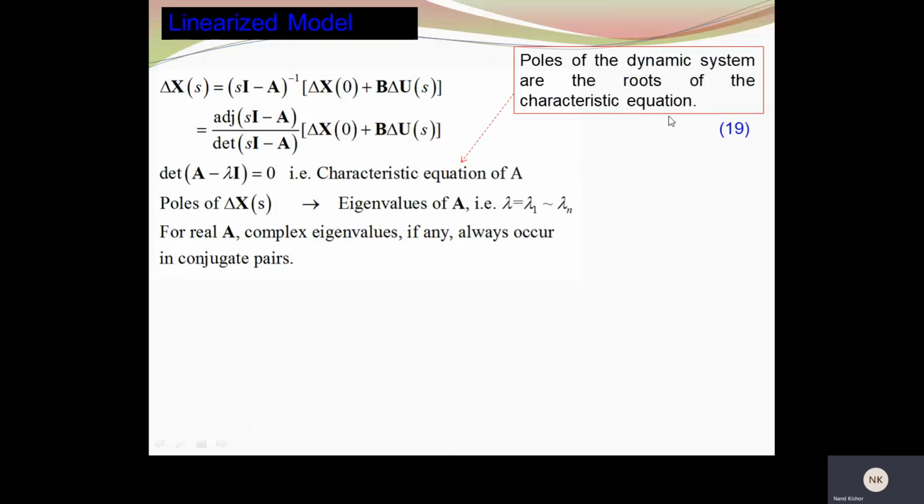So these eigenvalues can be either real or complex. And if matrix A is real, then complex eigenvalues will always occur in conjugate pairs here. So thus, as I said, we have the poles of delta x. These actually correspond to the eigenvalues of the matrix A, that is lambda 1 up to lambda n, where n is the order of the system. All right.